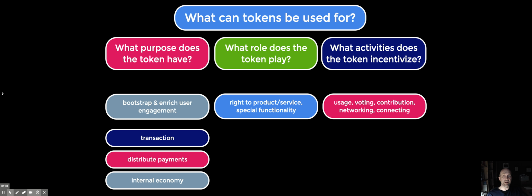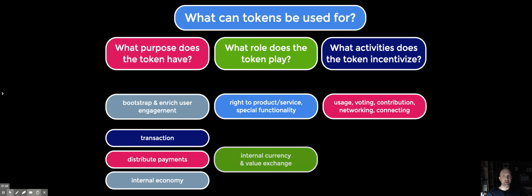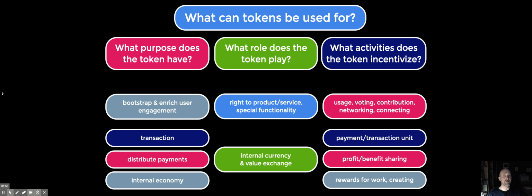Then there are a lot of transaction-based ones, right? You can have transactions directly, you can have the distribution of some form of payments of a common enterprise, or you can create some form of internal economy within the platform. The role that the token plays in any of these transactions is some form of internal currency within the platform to enable the value exchange. And what it tries to incentivize is that there are payments, transaction units, that there is profit and benefit sharing, or that there is some form of rewards for work and for the creation of work.